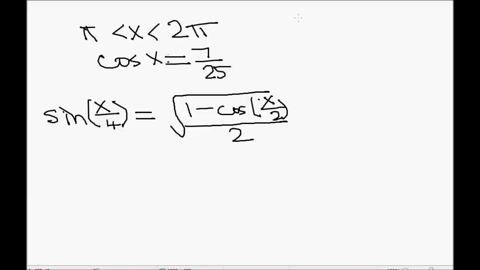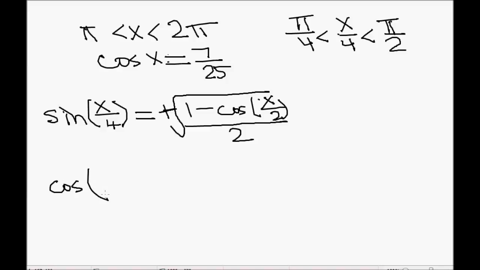x over 4 will be between pi over 4 and pi over 2, just taking the first set of inequalities and dividing by 4. So therefore, x over 4 is in the first quadrant, which means I need to take the plus as opposed to the minus. Now, to get cosine of x over 2, I'll pretty much do the same logic again.